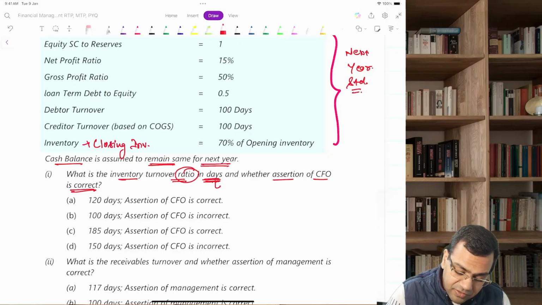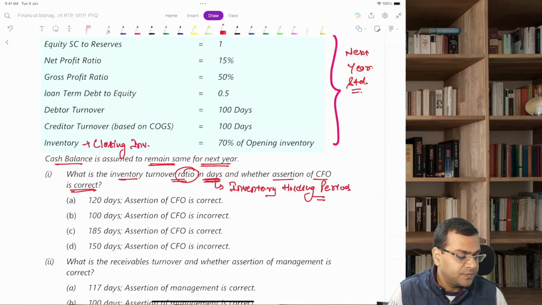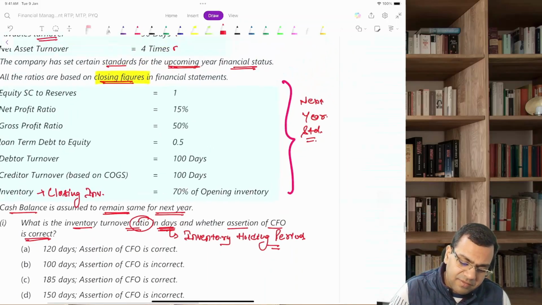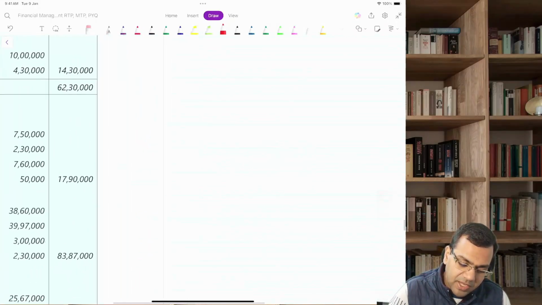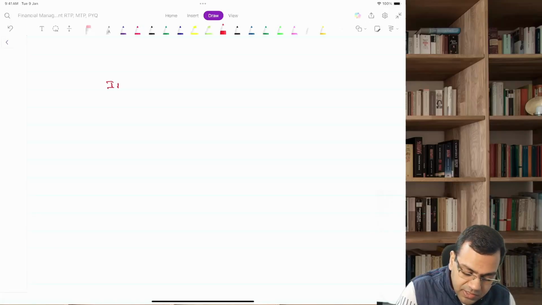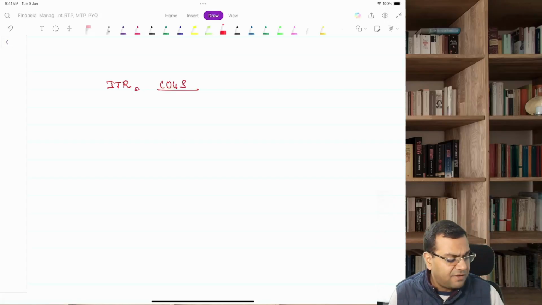Basically what they are asking you is to calculate the inventory holding period, right? Inventory holding period. This is what you need to calculate, sir. Now, how will you calculate it? First, calculate the inventory turnover ratio in times. How will you calculate the inventory turnover ratio in times? Let's try to understand. What is inventory turnover ratio? Inventory turnover ratio is COGS divided by average inventory.